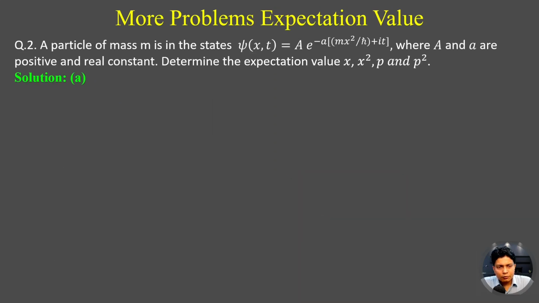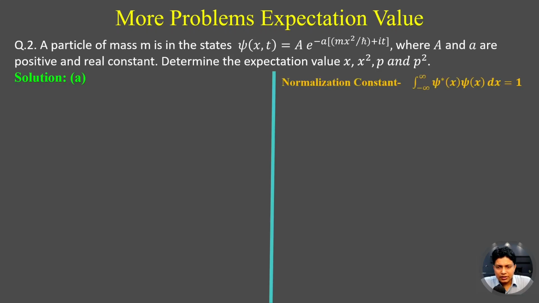Question number 2: a particle of mass m is in the state psi(x,t) equal to A e to the power minus alpha m x square by h cut, plus i a t, where capital A and small a are positive and real constants. Determine the expectation value of x, x square, p and p square. So let's try to normalize this wave function.